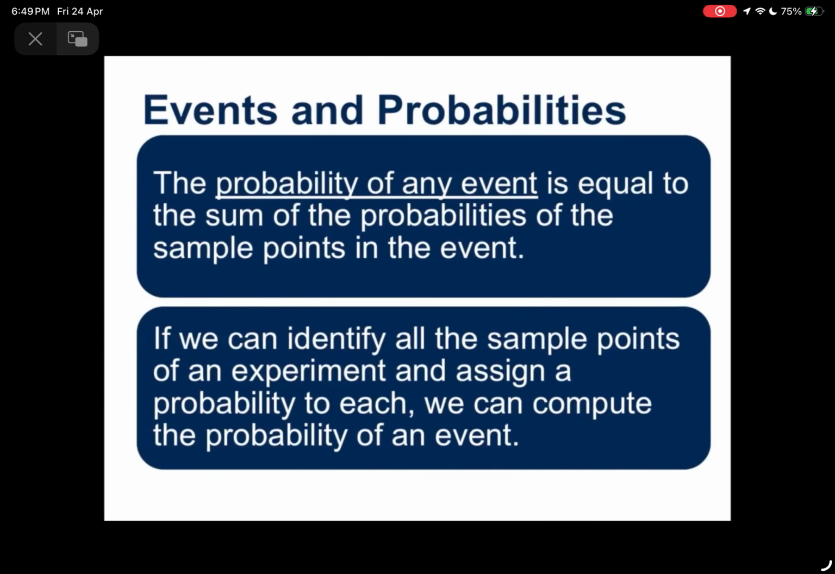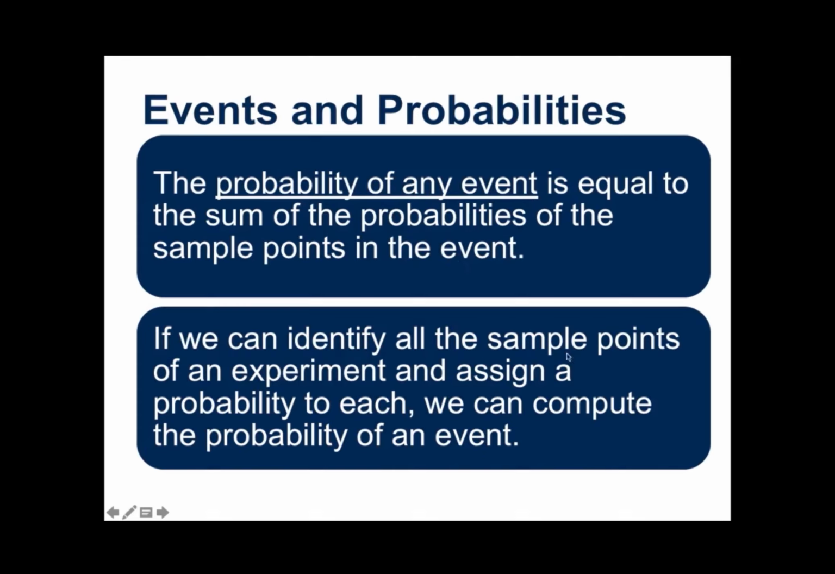So in this section, we're continuing our discussion of probability, and we're going to look at a few other ways that you as a manager can begin to make probably better decisions knowing some of these things about probabilities and events. The probability of an event is equal to the sum of the probabilities of the sample points in the event, or the elements of interest.